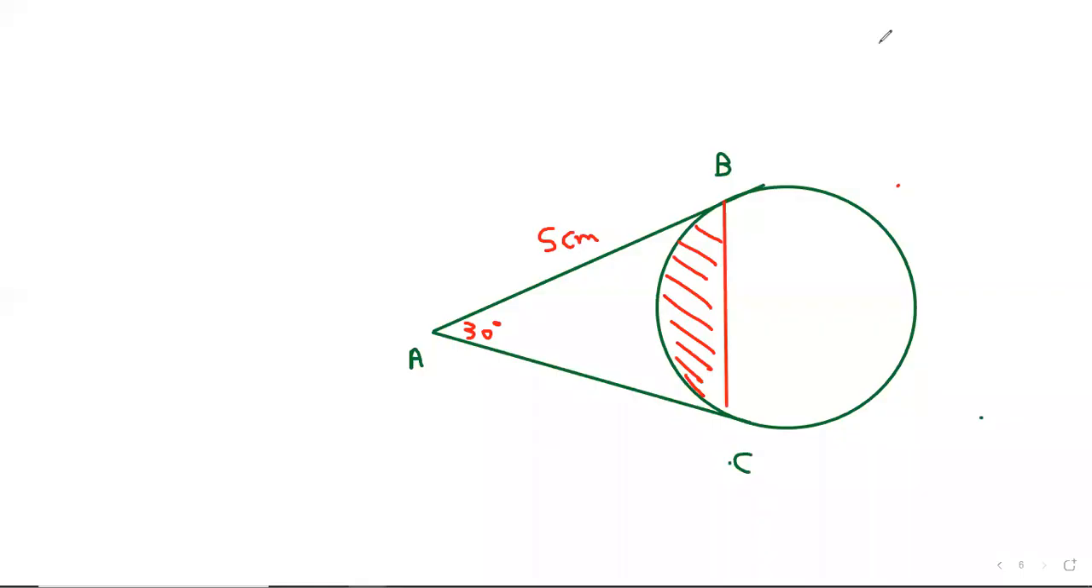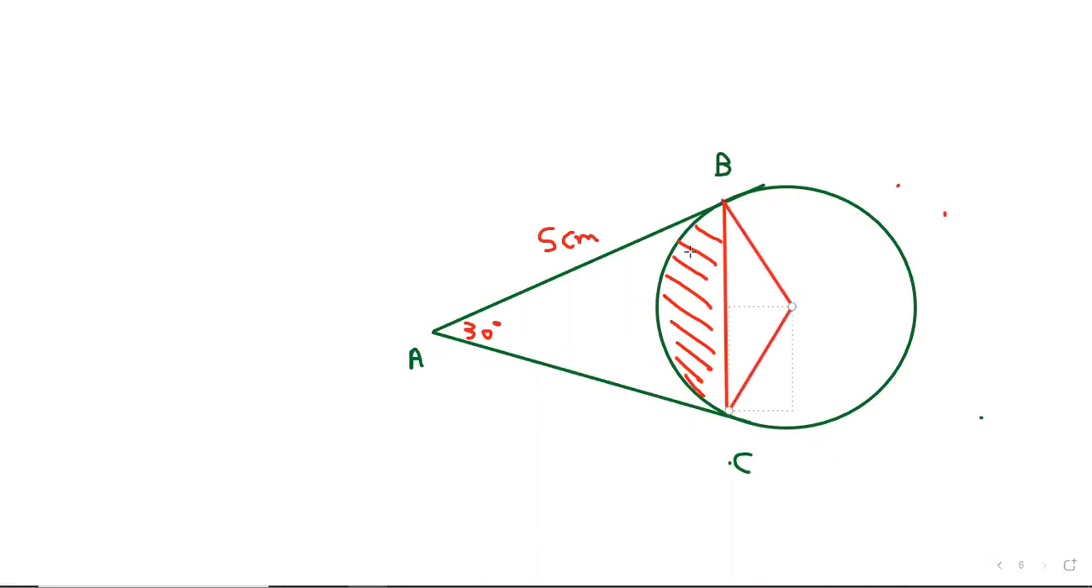In this example, if AB and AC are two tangent segments of a circle M, the measure of the angle between them is 30, as you see, and AB is 5 centimeters. Then find the area of the shaded part. The shaded part is a circular segment. We need to find the radius length, and we need to find the size of the central angle. And we don't have any of them.